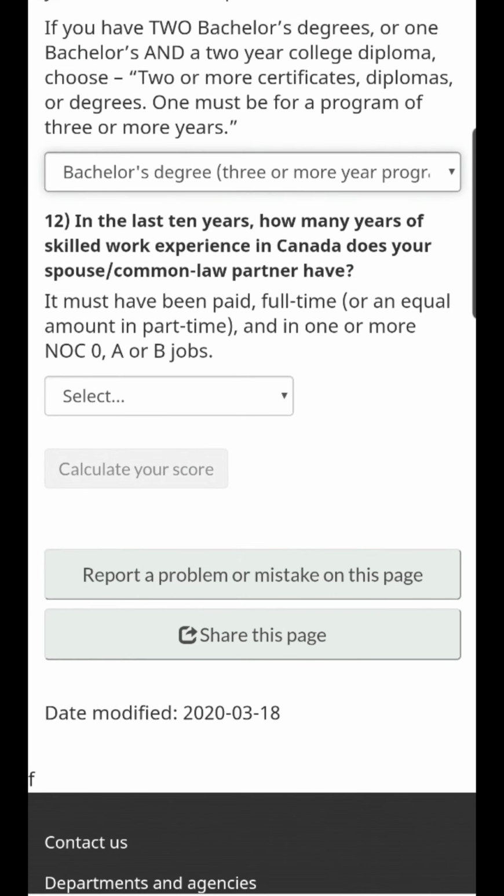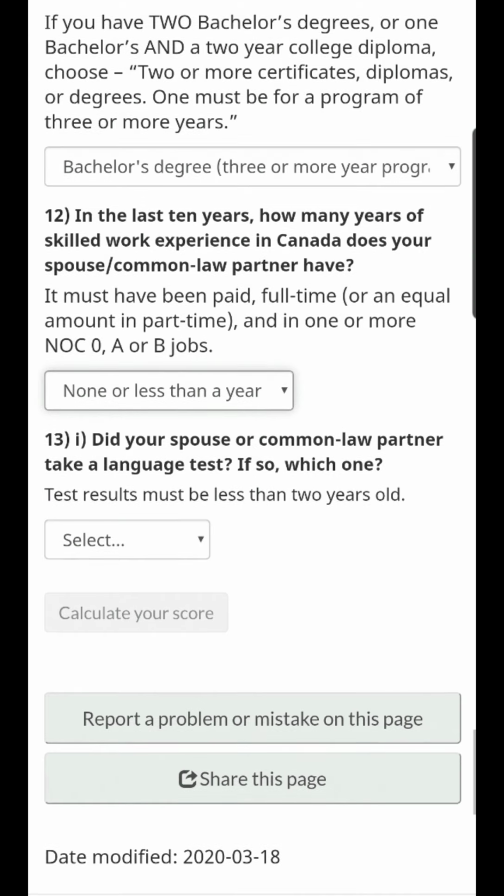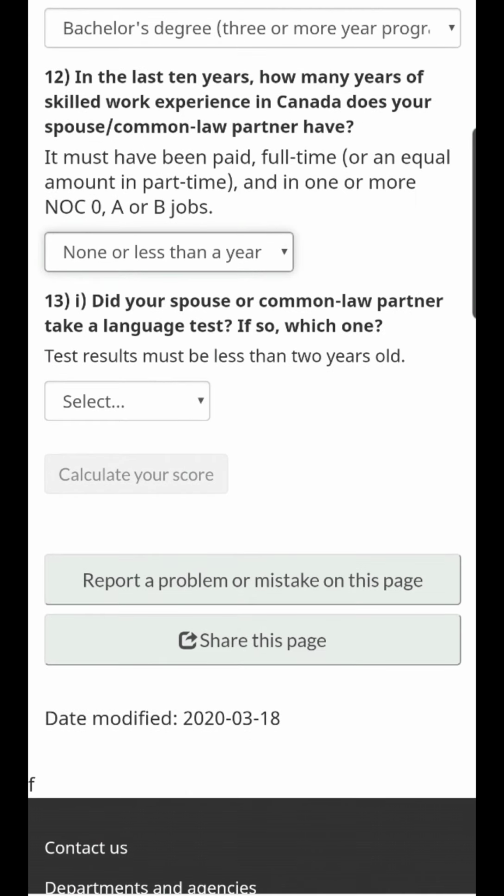Next question. In the last 10 years, how many years of skilled work experience in Canada does your spouse or common law partner have? So this is Canadian experience. If you don't have, you can give none or less than a year. Next question. Did your spouse or common law partner take a language test? If so, which one? So if your spouse also takes a language test, your score will be boosted.